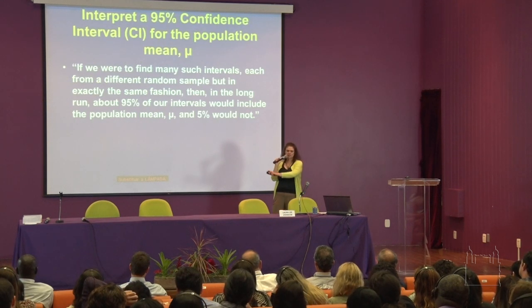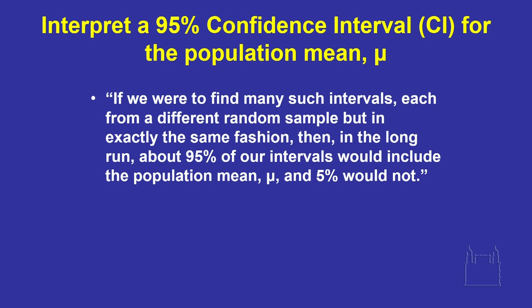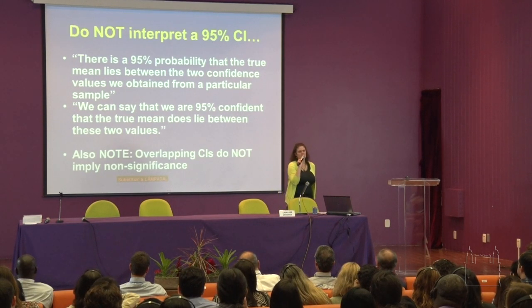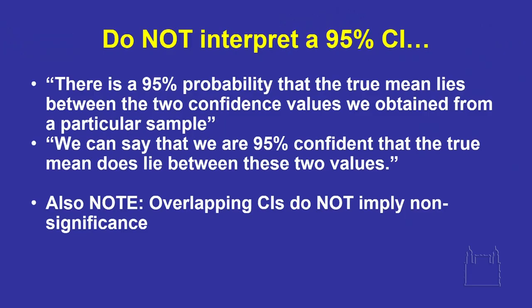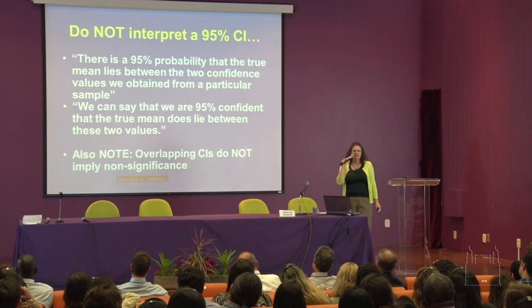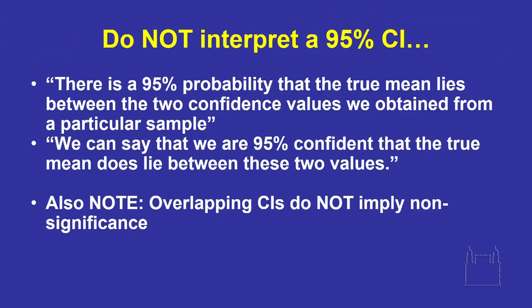So here is the technical definition for a confidence interval. It will be written in your notes. Nobody writes this in their manuscript. Or they do, and then someone tries to translate it into English, or in your case, Portuguese, and they do a bad job of it. So this is how you do not interpret a confidence interval. There's a 95% probability that the true mean lies between the two confidence values we obtained from a particular sample. Wrong. You, again, lose extra points. We can say we're 95% confident the true population mean lies between these two values. Also, wrong.